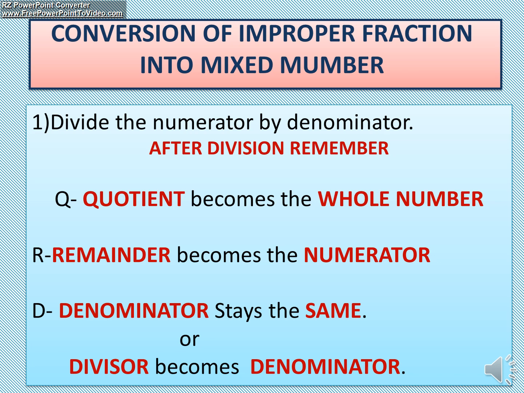So what we have studied, what is the method of conversion? QRD. What is the method of conversion? QRD. Okay, first divide the numerator. Division होने के बाद आंसर कैसे आएगा? Quotient will become whole number, remainder will become the numerator, denominator stays the same or divisor becomes the denominator. Very clear? Okay, this will help you in solving your sums.